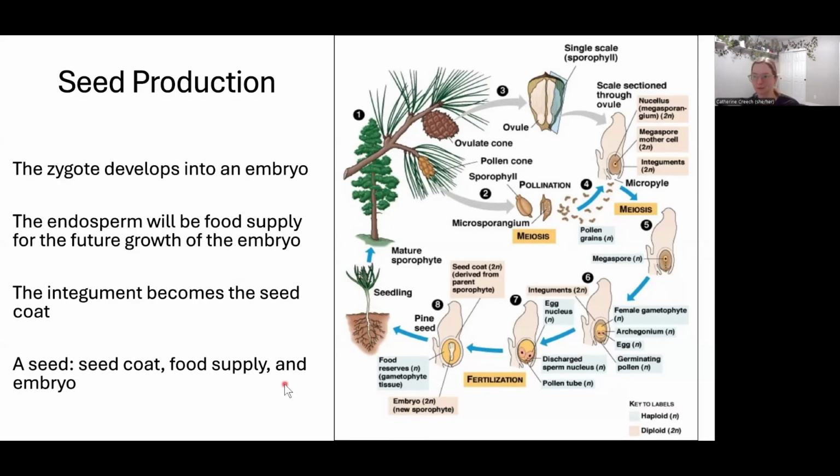All right. Boom, boom, boom. Our seed definition, by the way, I want to make sure that we got this clarified. A seed is the seed coat, which came from the integument of the sporophyte. The food supply, which is the endosperm, so that was created during meiosis from the female cone, and the embryo, which is the product of fertilization from the sperm and the egg.